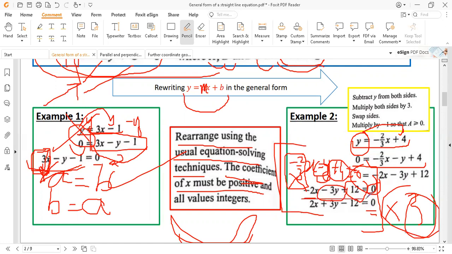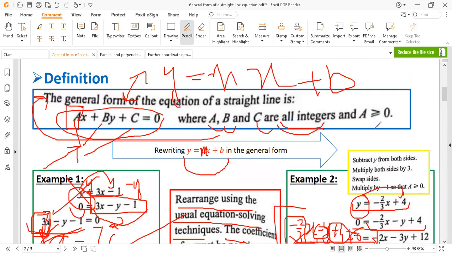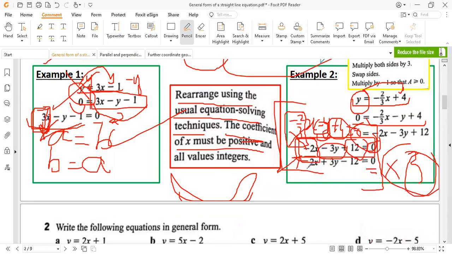So -2x - 3y + 12 = 0. In this step, we obtain coefficients where all values are integers, but the coefficient of x is negative, and in the definition, the integer a should be positive. So how to get rid of the negative integer here? It is very easy: multiply by -1.